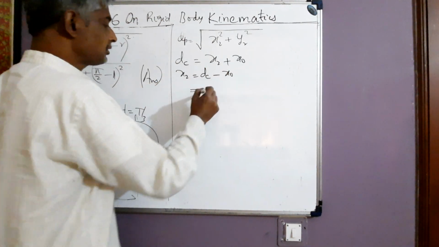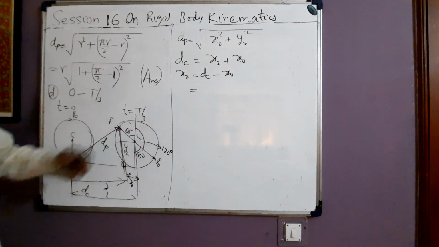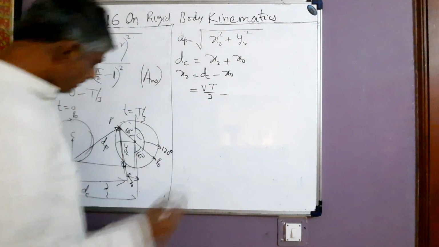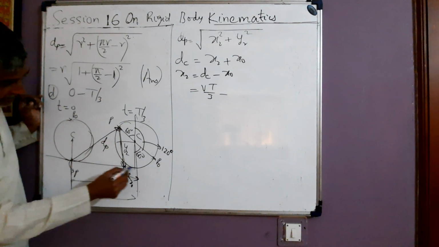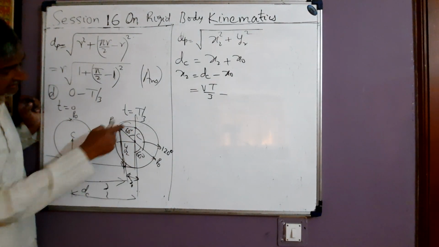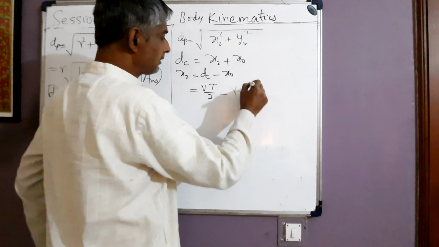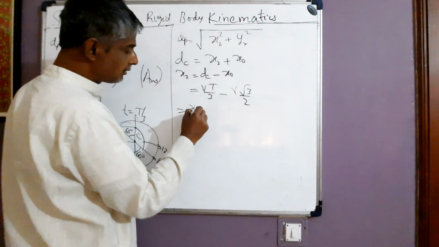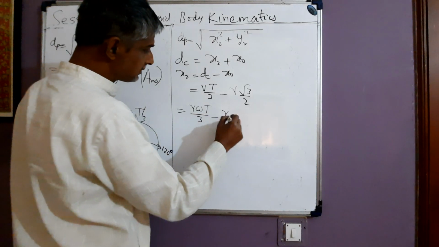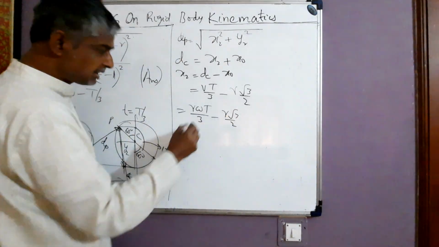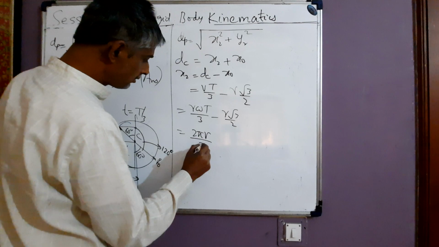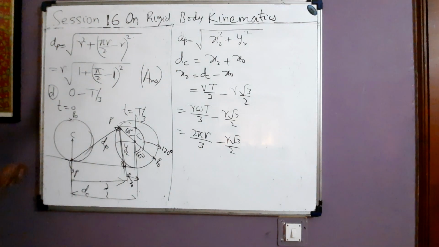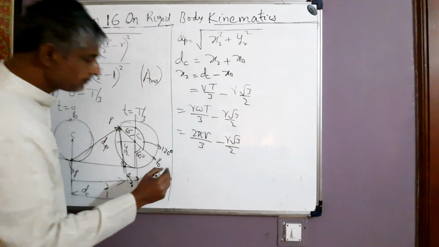dc minus x naught. Now center is moving at a constant speed v. So dc is equal to speed into time, v into T by 3. And what is x naught? x naught is this distance. That is simply r sin 60 degree, that is r root 3 by 2. Now vt is how much? v is equal to r omega. So r omega T by 3 minus r root 3 by 2. Omega T becomes 2 pi. So 2 pi r by 3 minus r root 3 by 2. This is x2. Now we have to find y2 to find dp.